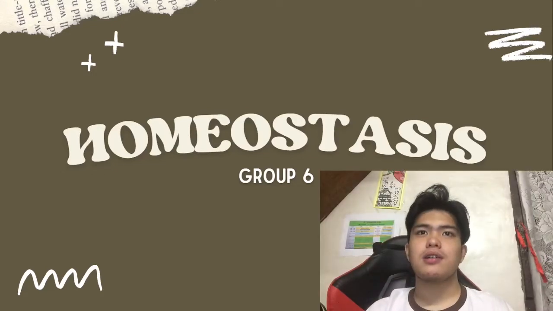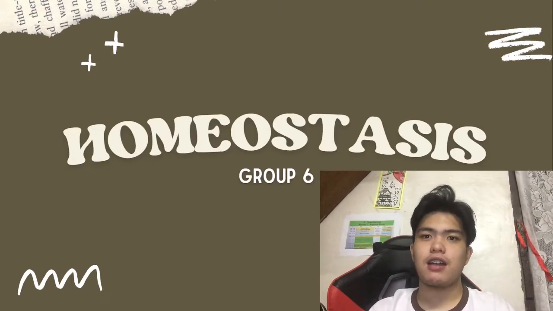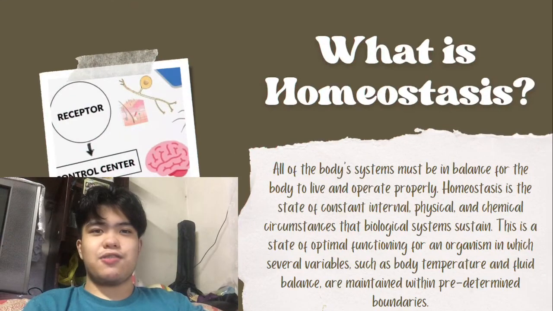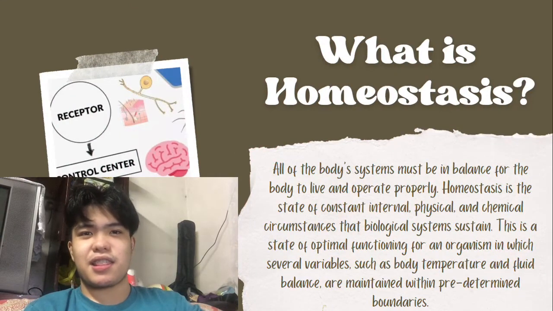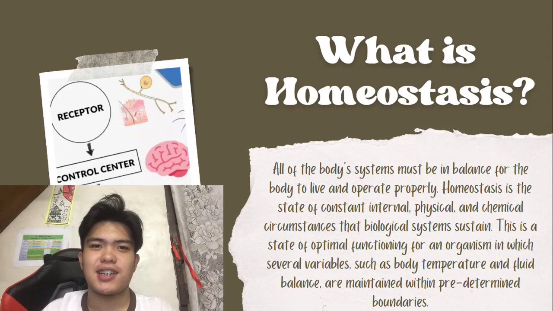And we all know that all of the body systems must be in balance for the body to live and operate properly. First of all, what is homeostasis, Kristen? Alright, homeostasis is a state of constant internal, physical, and chemical circumstances that biological systems sustain. This is a state of optimal functioning for an organism in which several variables, such as body temperature and fluid balance, are maintained within predetermined boundaries. Thank you for that wonderful information, Kristen.